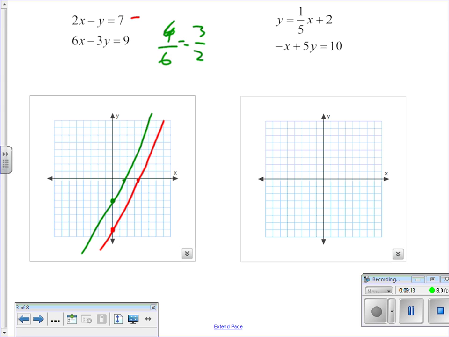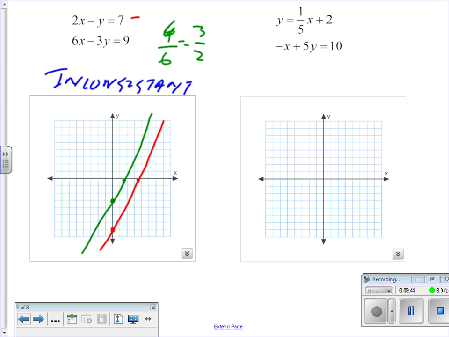interesting. Do I have a solution? Does not appear that I do, does it? I haven't graphed them, but it doesn't appear that I do. However, it's easy to tell. These appear to be parallel lines, which means that it would be inconsistent. Inconceivable, right?